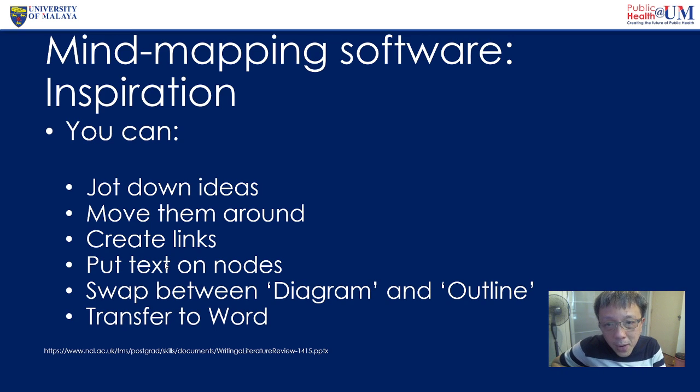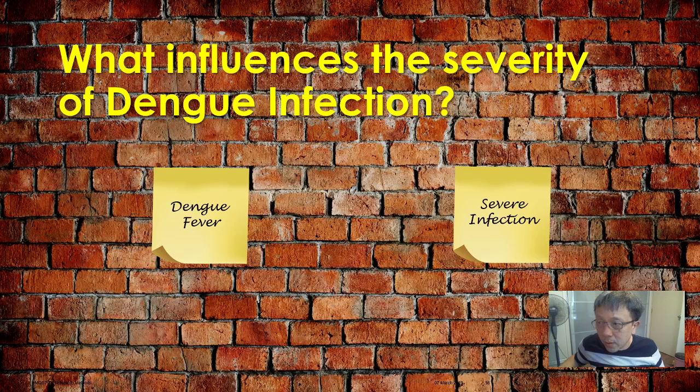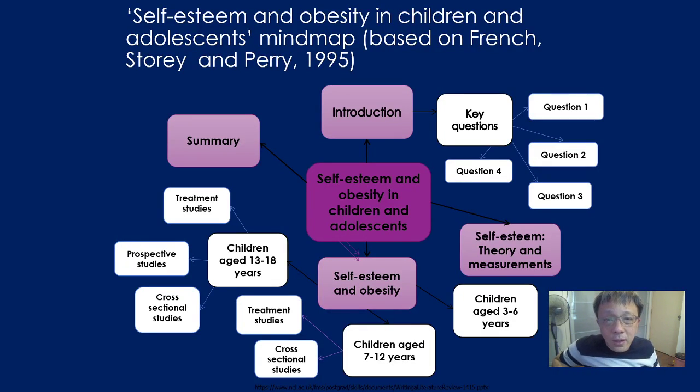All right, so mind mapping software is good. Inspiration: you can jot down ideas, move them around, create links, put them on notes, swap between diagram and outline, and transfer to Word. All right, so let's look at this. This is an example: self-esteem and obesity in children and adolescents, mind mapping. All right, so self-esteem and obesity in children.